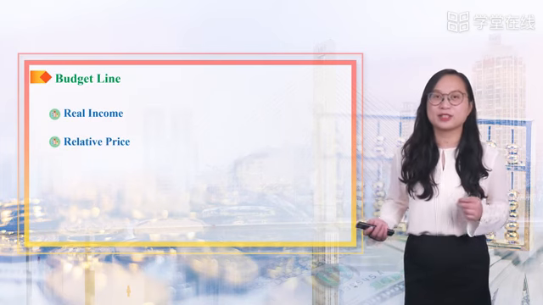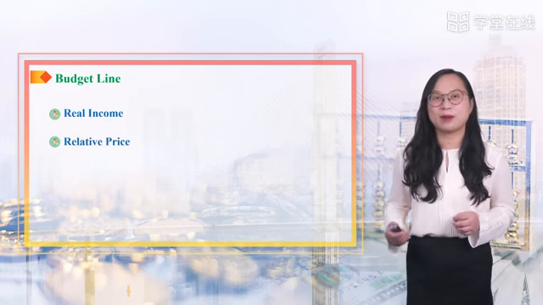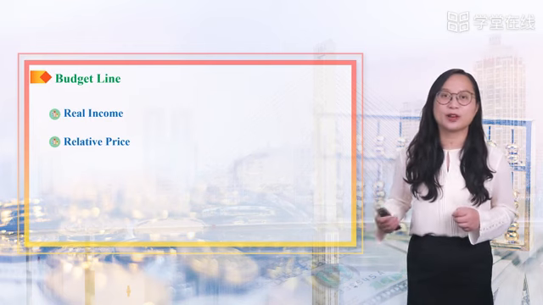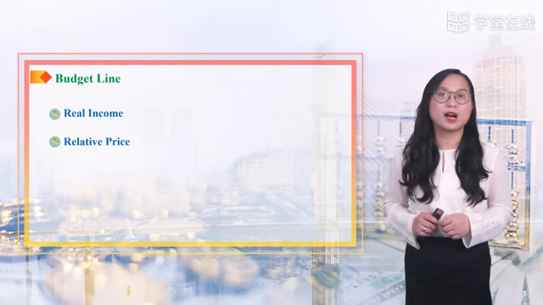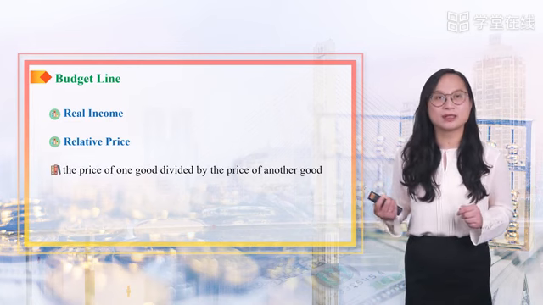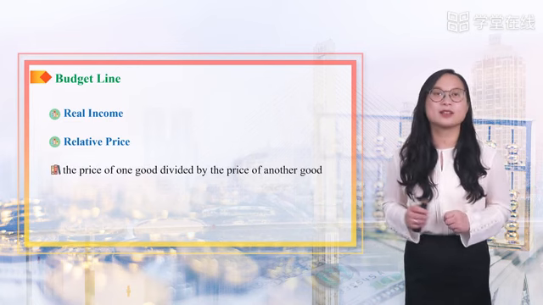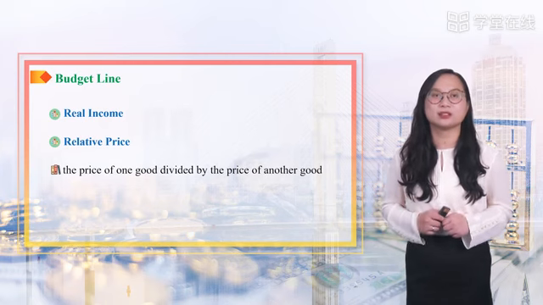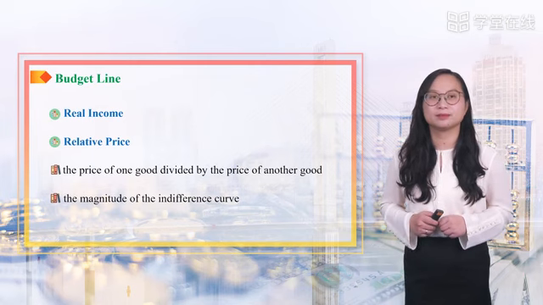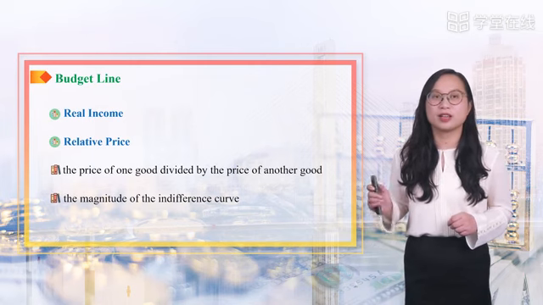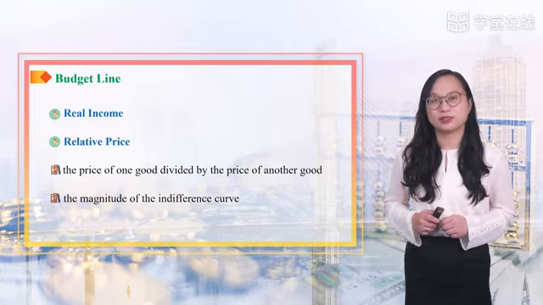In the last two sessions, we learned about the budget line and indifference curves. We applied the budget equations to describe the budget constraints and rearranged the equation. Then we got relative price and real income. A relative price is the price of one good divided by the price of another good, and is also the magnitude of the slope of the indifference curve. It is then the law inherent in consumer's preference.